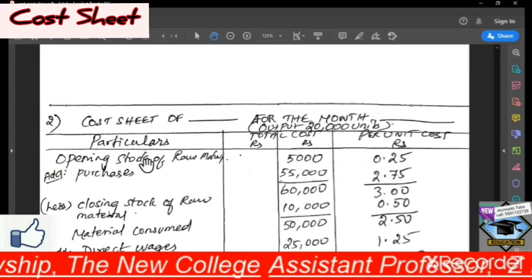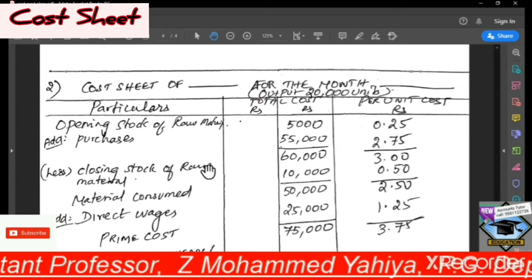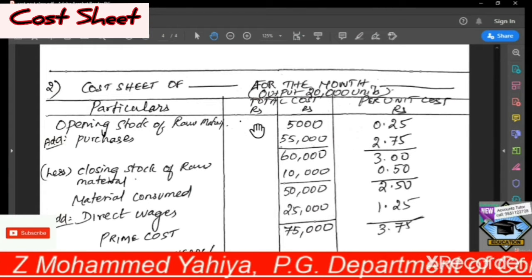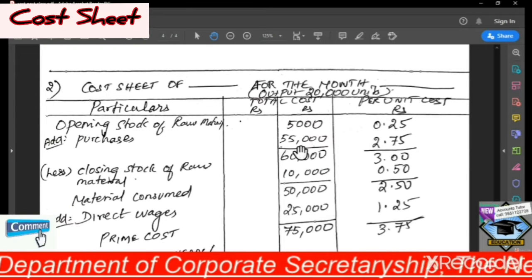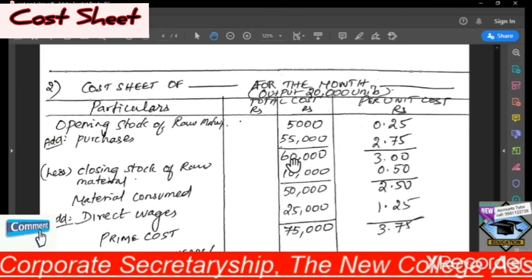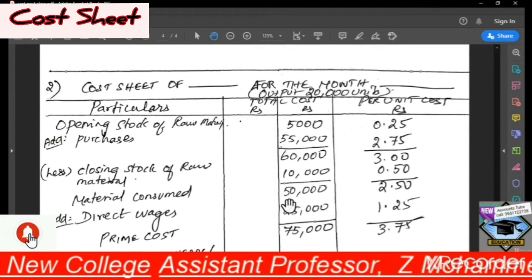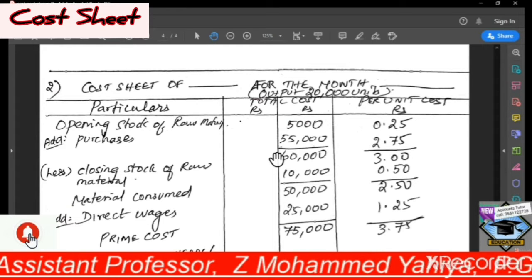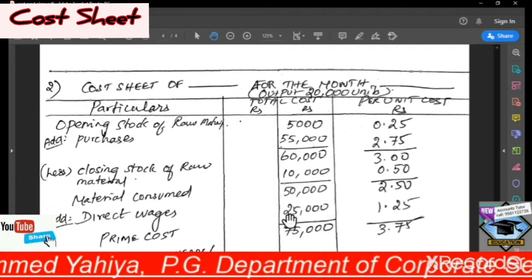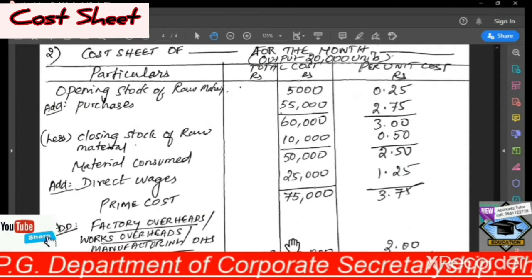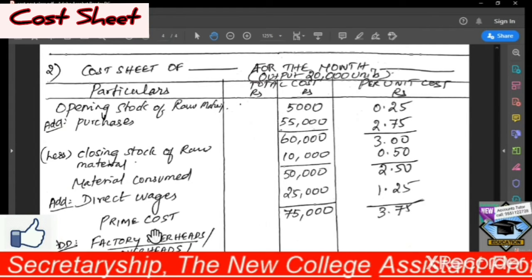Here is the solution. As you all know the format, I am not going to repeat the format. So here I will write the opening stock of raw material, amount is 5,000. Purchase of raw material 53,000. So total comes to 60,000, less closing stock of raw material 10,000. So material consumed is 50,000. In the question we saw that direct wages are given, so 25,000 plus 50,000, 75,000. Direct expenses are not given, so this 75,000 will be considered the prime cost.